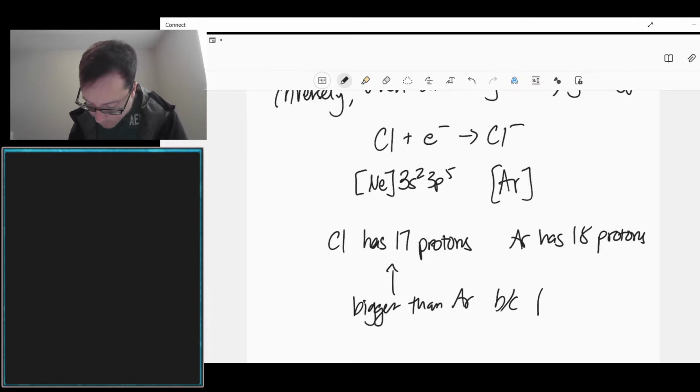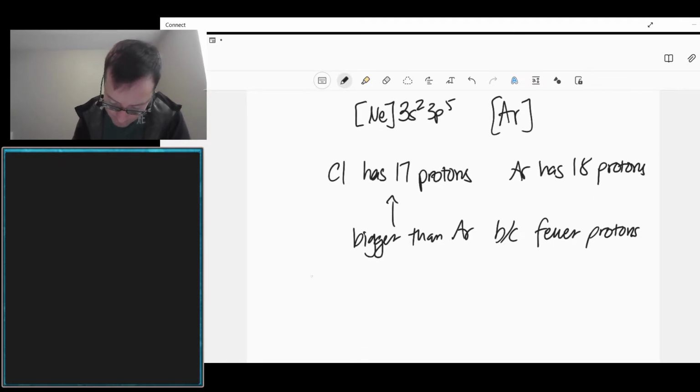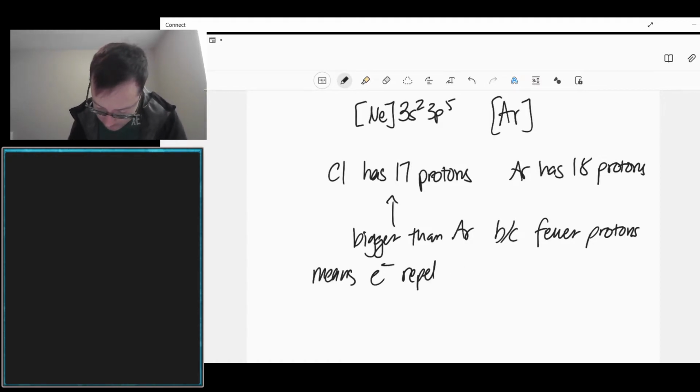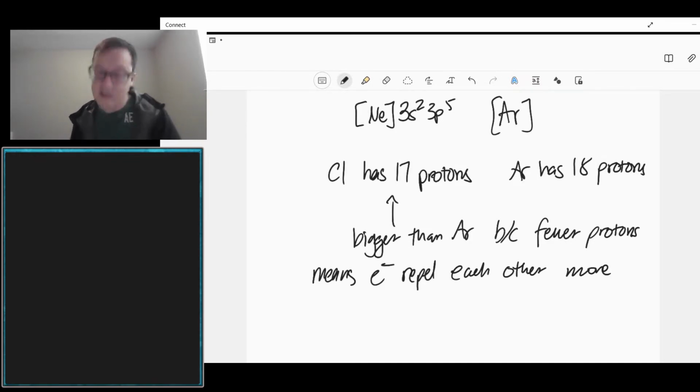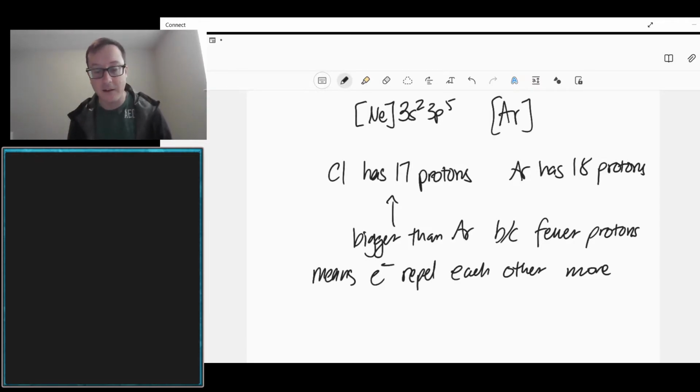because you have fewer protons and the same number of electrons. All those electrons are going to repel each other more, because we're cramming in extra electrons and we don't have enough protons to attract them in. And so as a result, we end up getting an increase in the size of our element.